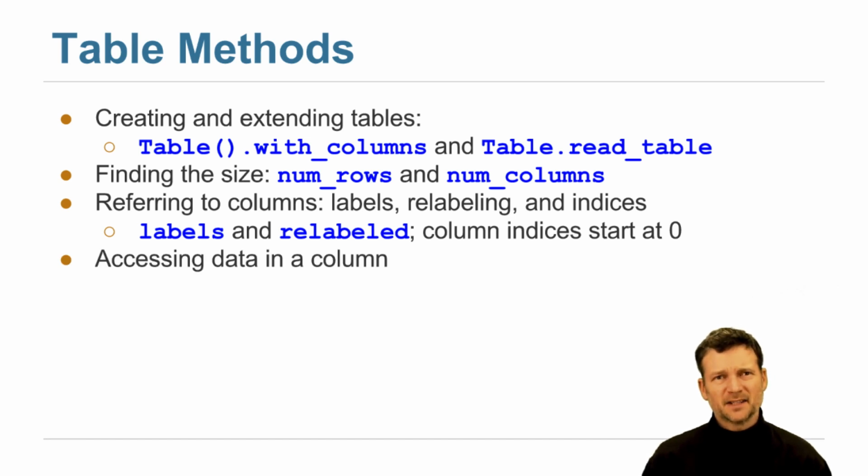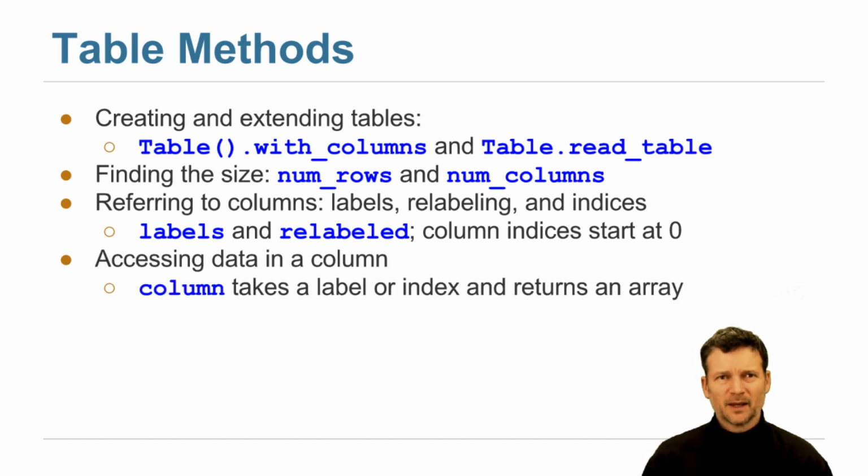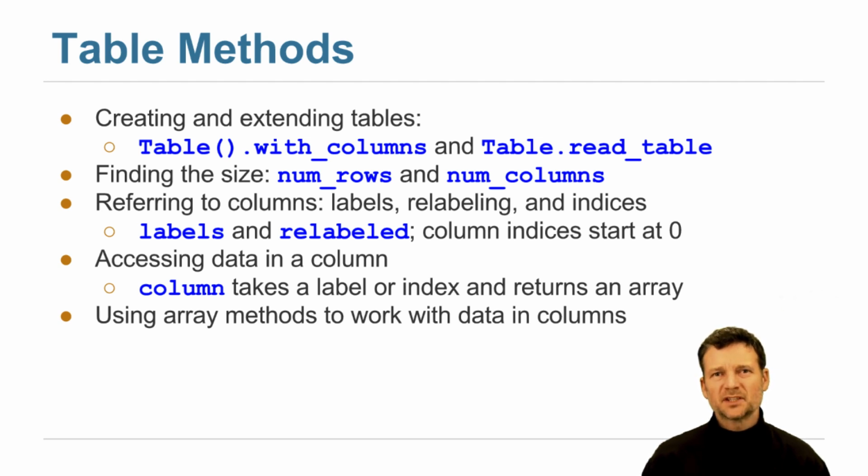You can also access the data in a particular column and extract it and get it back as an array. You do that by calling the column method. You pass an argument that has the name or the label of that column, and you'll get back the data in that column as an array. Then once this is an array, you can use all of the array methods that are available in Python to work with the data in that column.